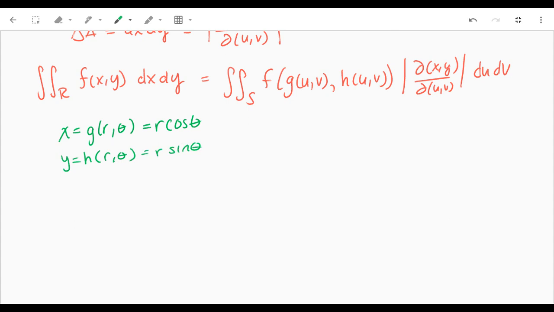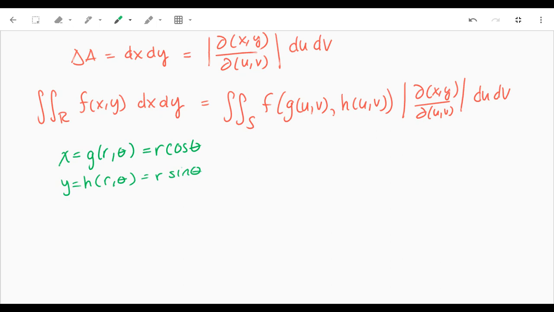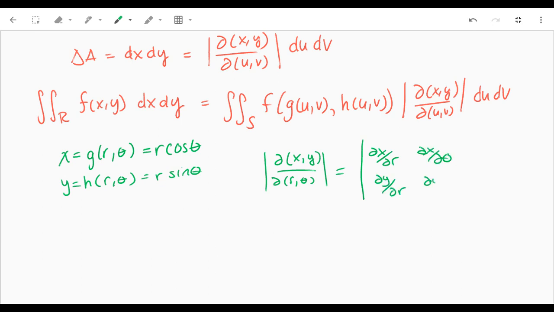Okay, now here's the fun thing. Your Jacobian of r and theta, we're going to do dx dr, dx d theta, dy dr, dy d theta. And again, we were just using, instead of u and v, r and theta. It's the same thing.